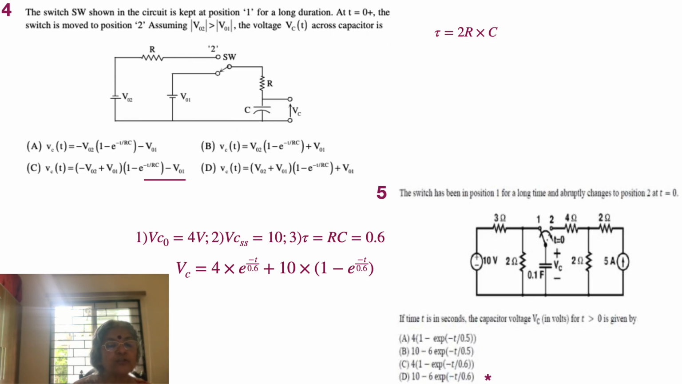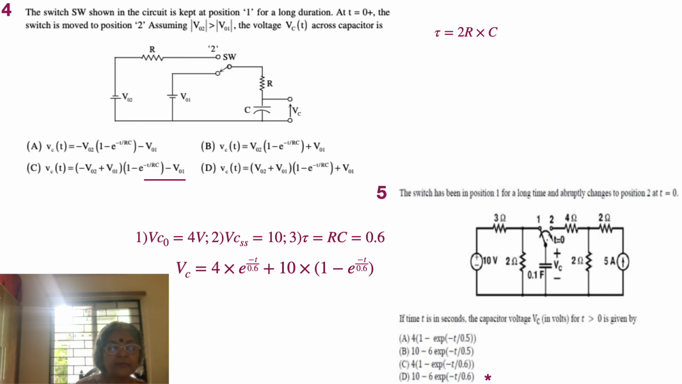The switch SW shown in the circuit is kept at position 1 for a long time. What does it mean? When it is kept at position 1 for a long time, the capacitor has already been charged to the total voltage that is available. There's no current flow through R, so V01 is completely available across the capacitor C. At t equal to 0 plus, the switch is moved from position 1 to position 2. Assuming V02 is greater than V01, the voltage VC(t) across the capacitor.